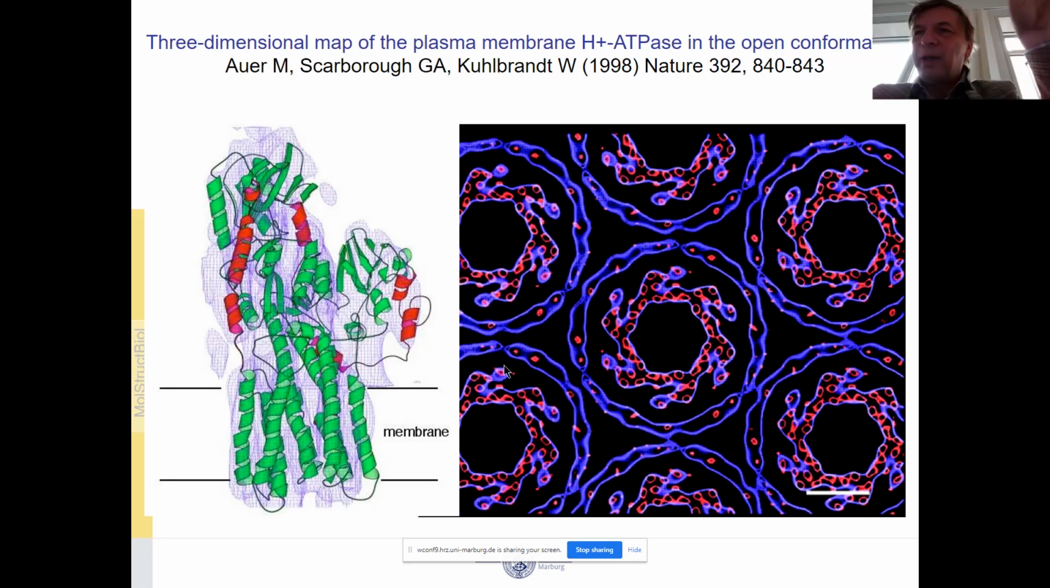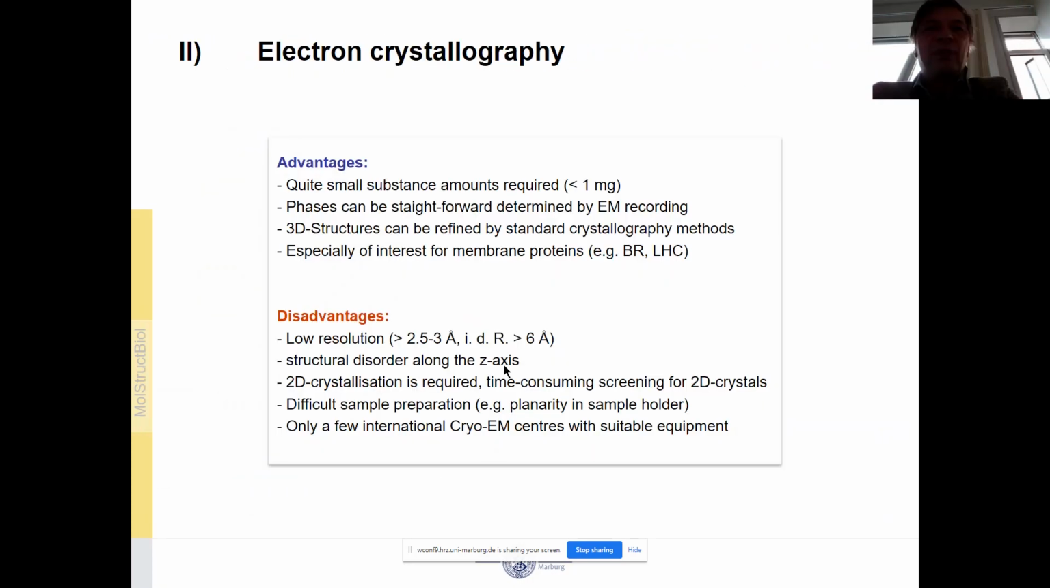So it is pretty difficult to get this kind of crystals. Electron crystallography is not a method of nowadays work anymore. The reasons are quite obvious. The resolution was not the best one, because when you have structural disorder along the z-axis, that means along the axis where the electron beam is coming from, it was taking away your resolution.